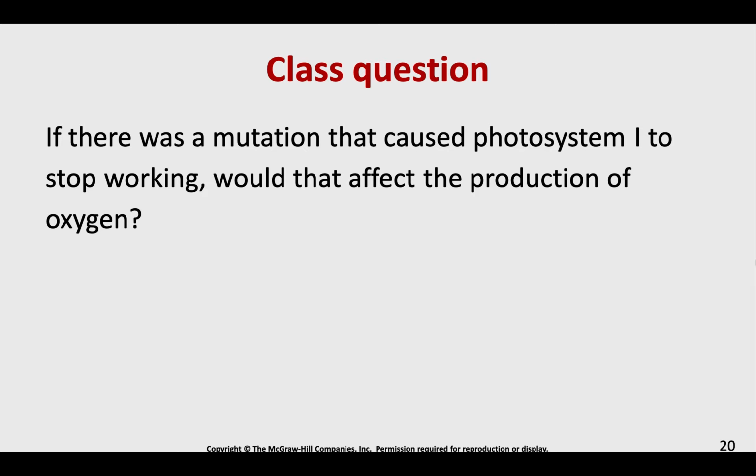All right, so looks like we've maybe mostly answered the question here. If there is a mutation that caused photosystem 1 to stop working, would that affect the production of oxygen? No, yeah. At first, it definitely wouldn't affect the production of oxygen. Something that I probably wouldn't expect you to think of is that eventually that whole system would get blocked up, and then we might see a decrease in oxygen, right? But definitely not at first, right? We don't split water in photosystem 1. That is photosystem 2.